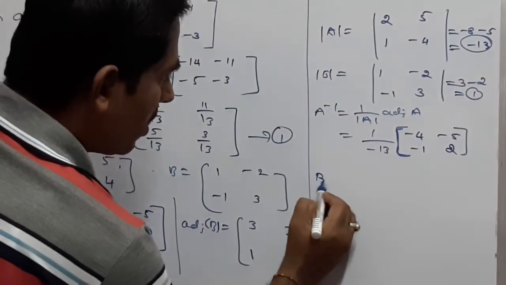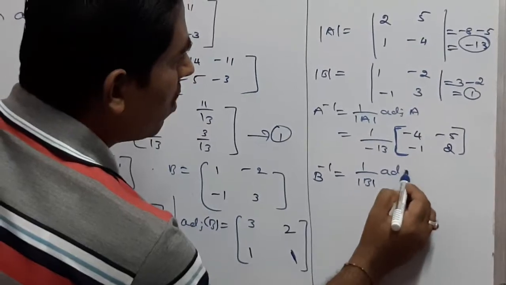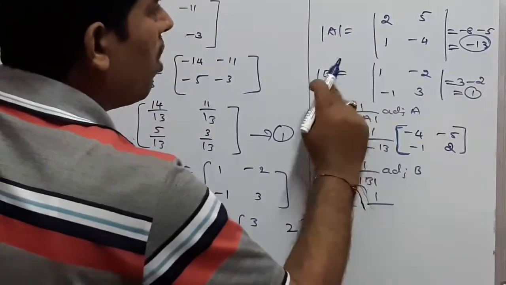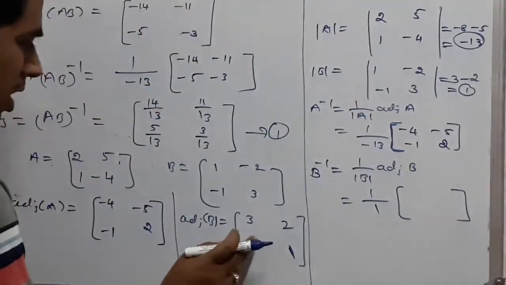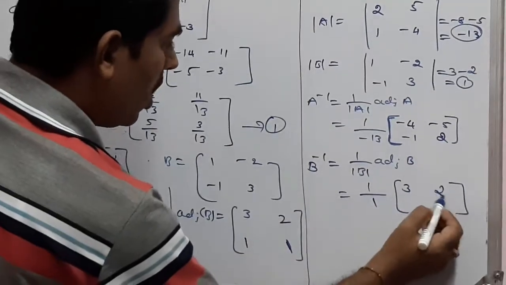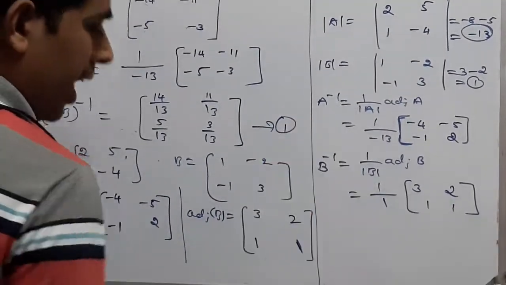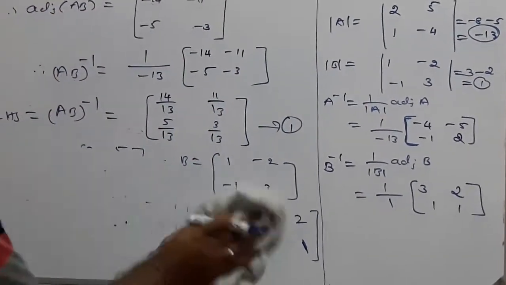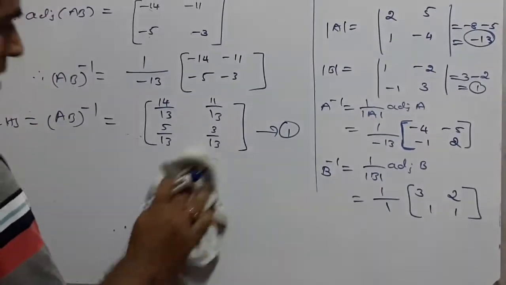Then I can write B inverse. So B inverse, formula is 1 by determinant of B into adjoint B. So 1 by determinant of B, value of determinant of B is 1, so 1 by 1. Then adjoint B, this is adjoint B. So I will write 3, 2, 1, 1. Okay, this is B inverse and this is A inverse. So what do we want here? What was our RHS here? B inverse into A inverse.